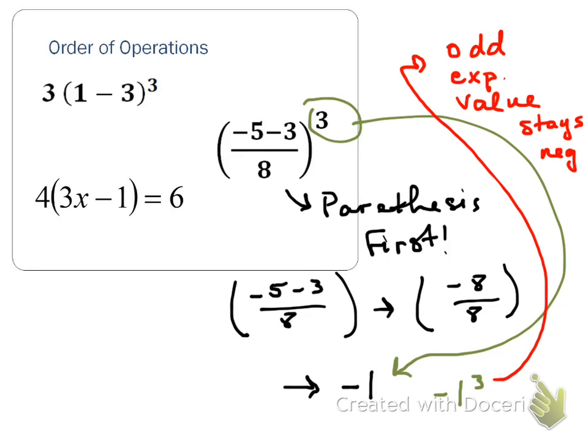Again, since it's odd and we have a negative number, the value is going to stay negative. So we have negative 1 times negative 1 times negative 1, which ends with negative 1.